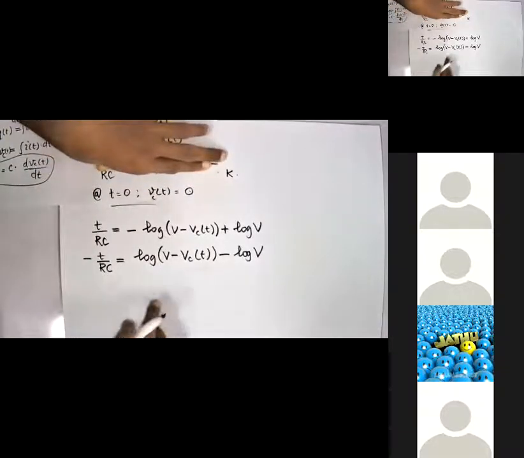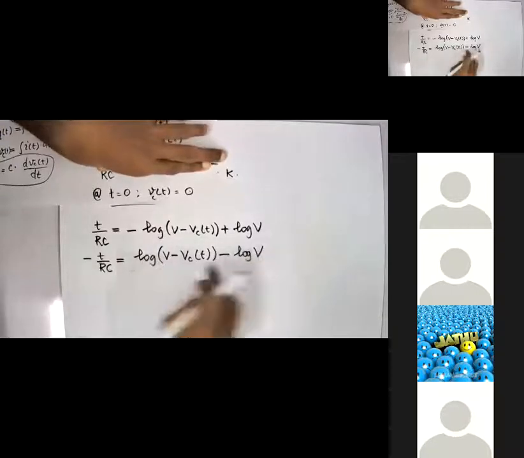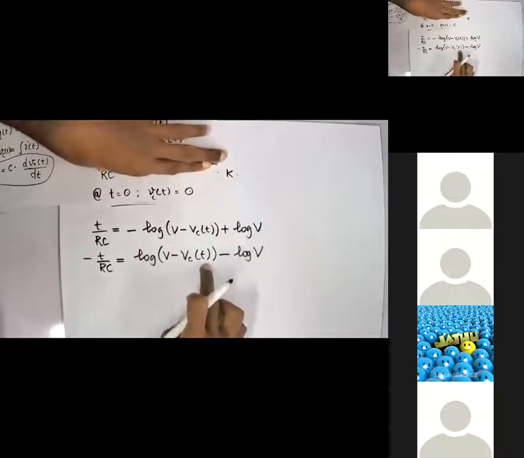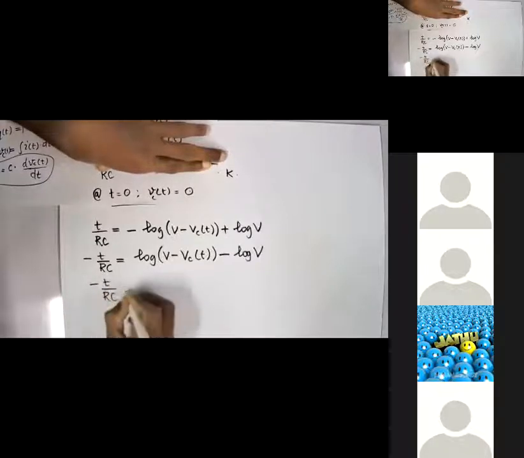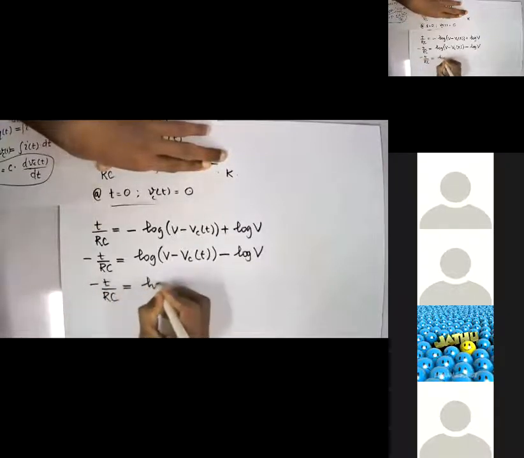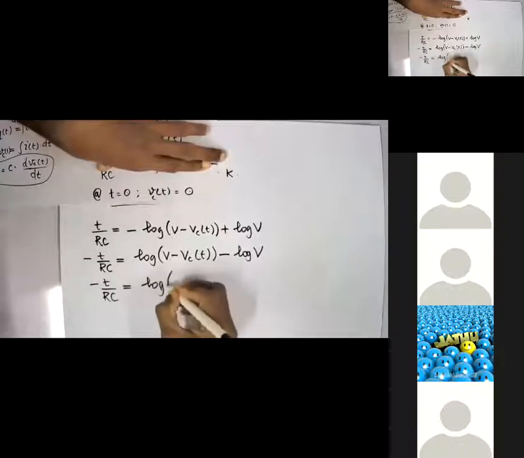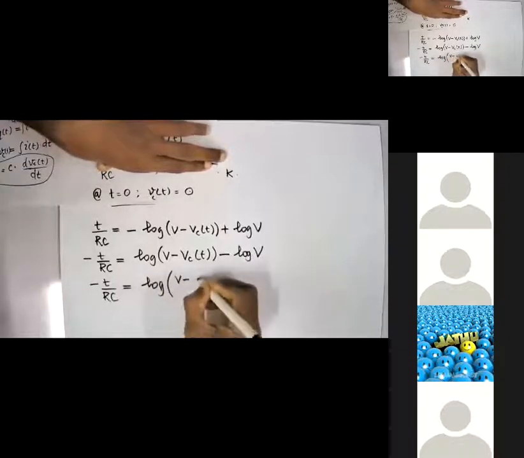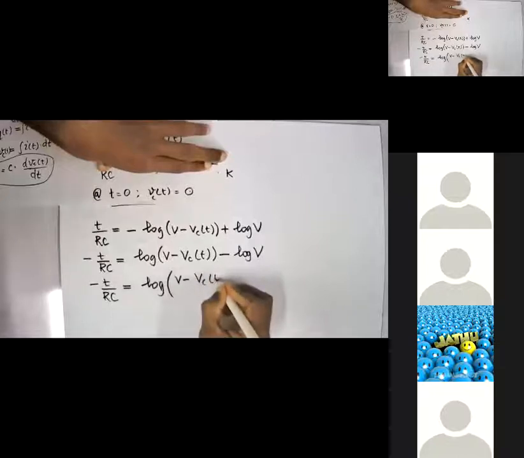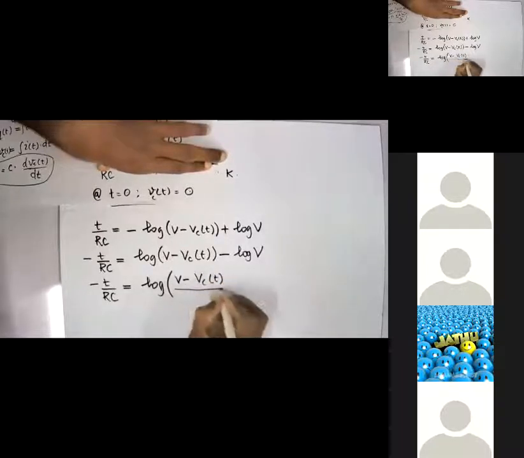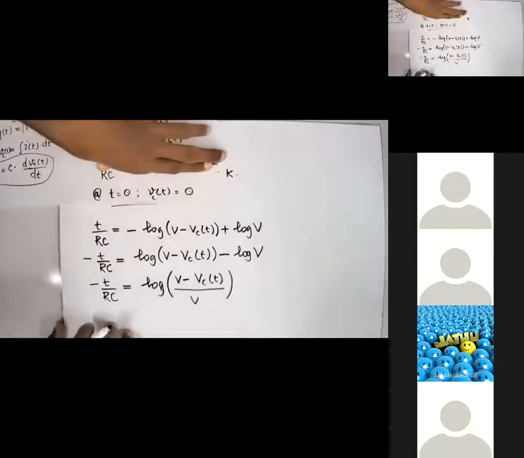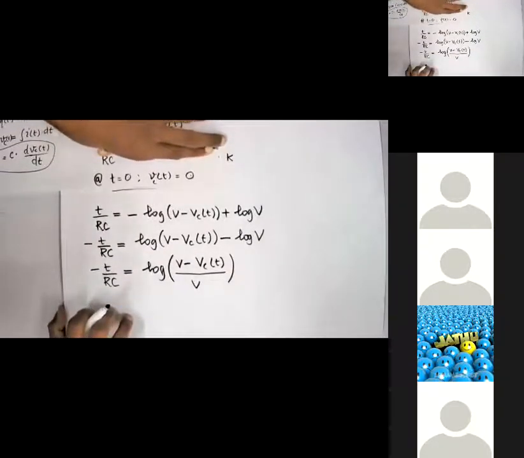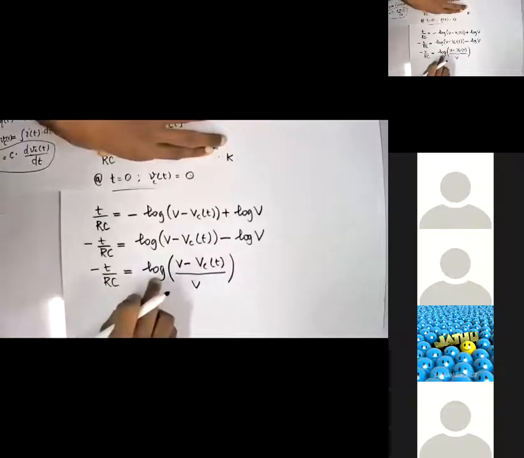So we can simplify this one, right? Log. So minus means that will be divided, right? So minus t by RC equals log of (V minus VC of t) divided by V. Clear, right? Divided by V.